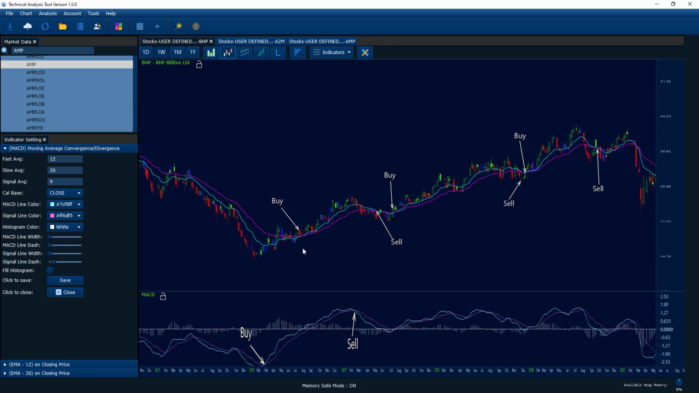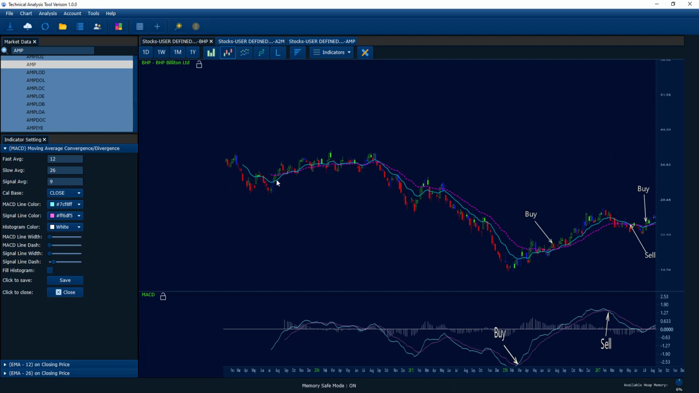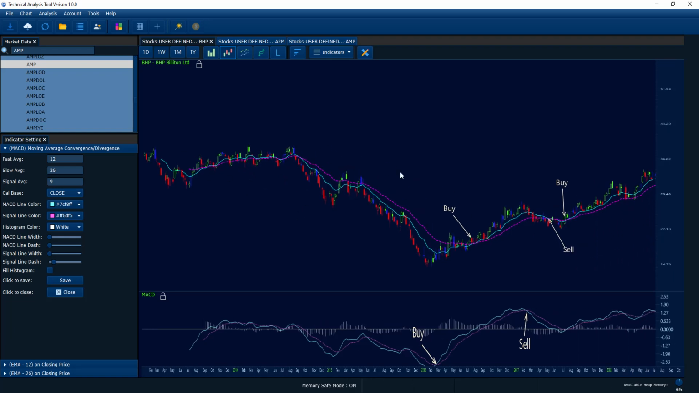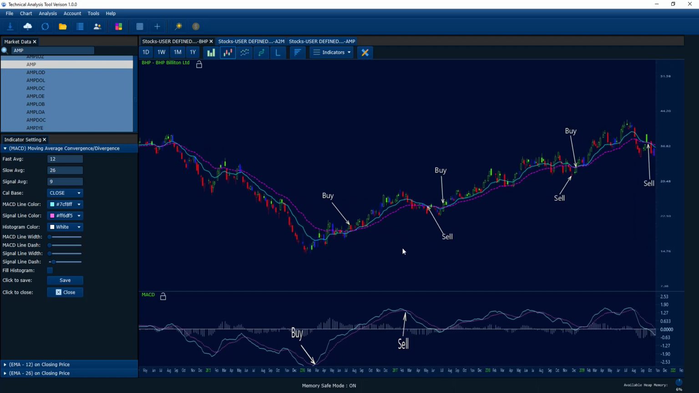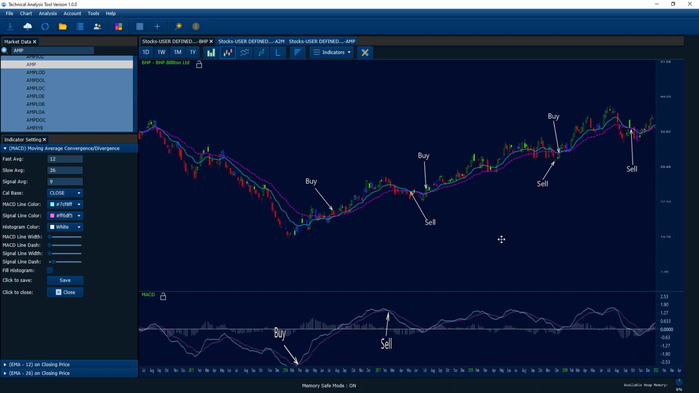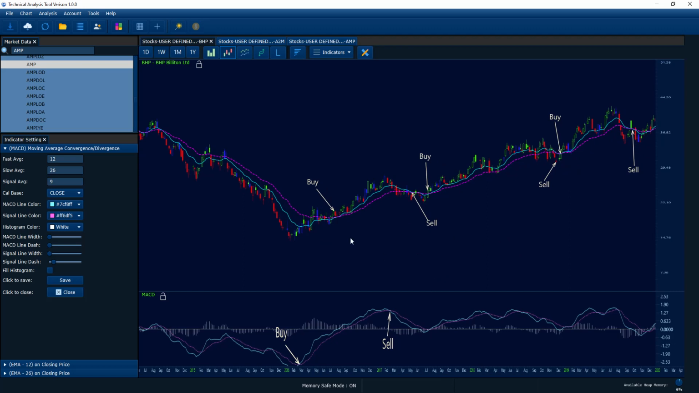But the condition is that the share has to be in a solid uptrend or downtrend. If the share is zigzagging or in consolidation, as you can see right here, you can't. The faster EMA moves very frequently above and below the slower moving average line. So there's a lot of noise here, and you can't generate very clean buy and sell signals, right? So be careful when you use this method.